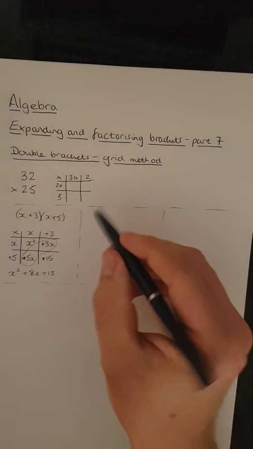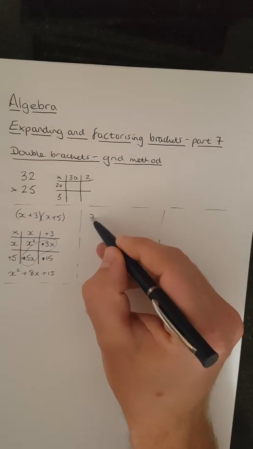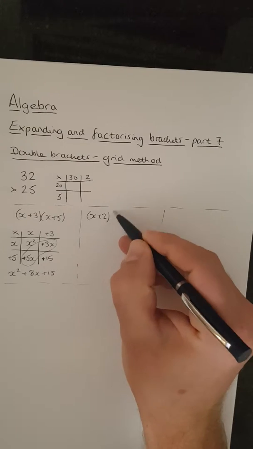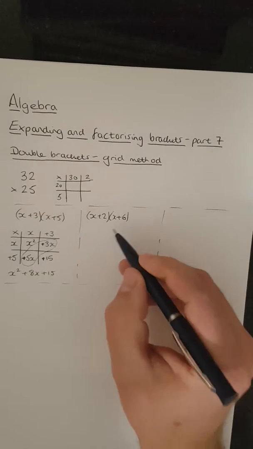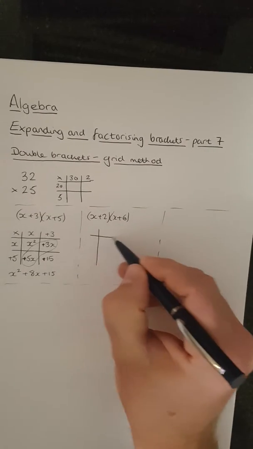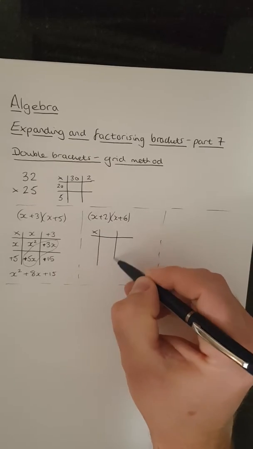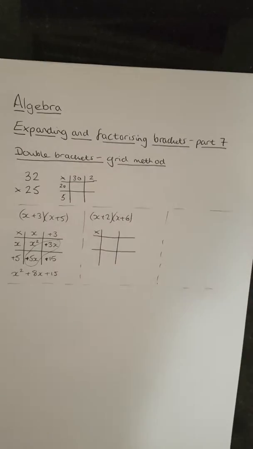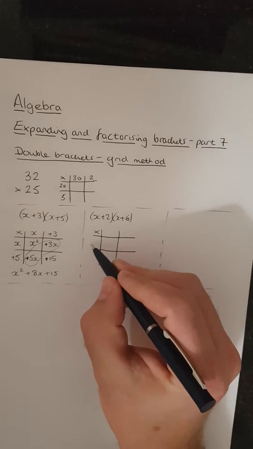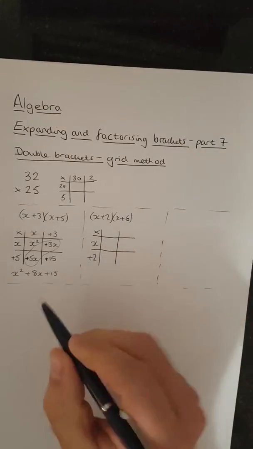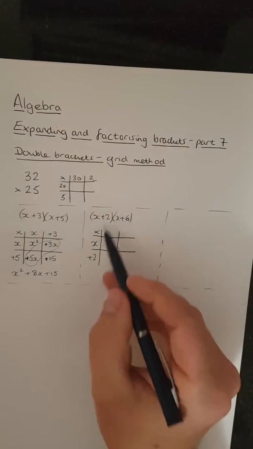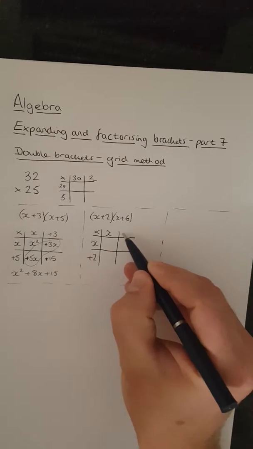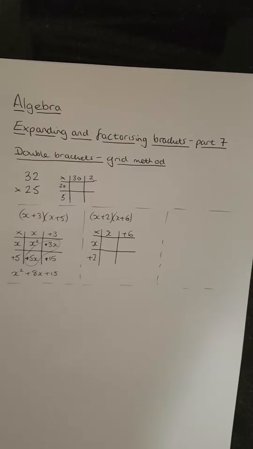So let's do another. By all means, pause the video and try it yourself if you wish. So x and plus 2. I know I went along here last time, but I'm just showing you that it makes no difference. Multiply the 4 pairs together.